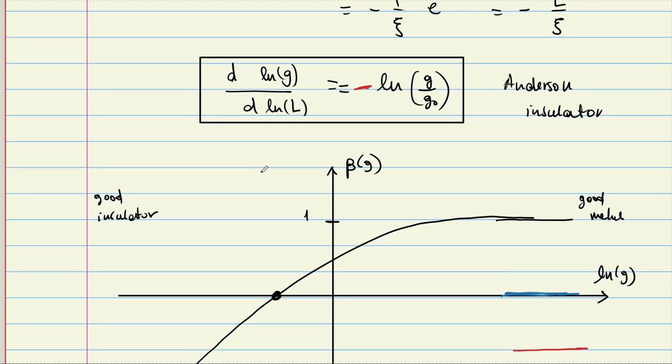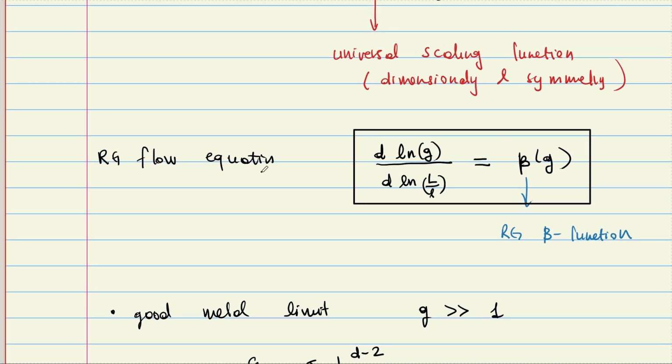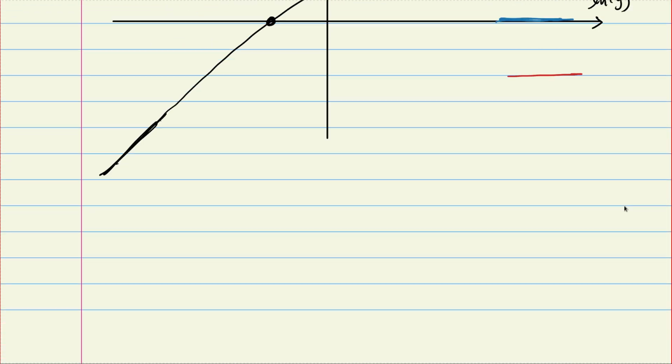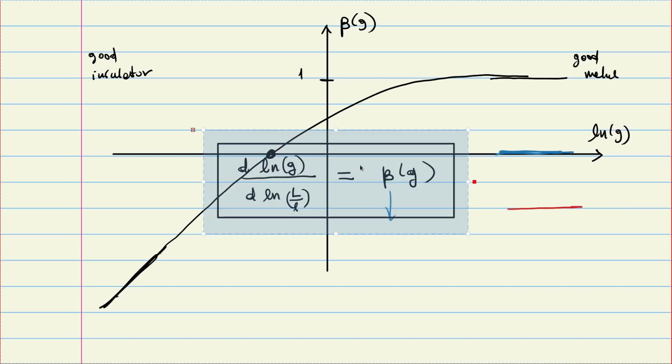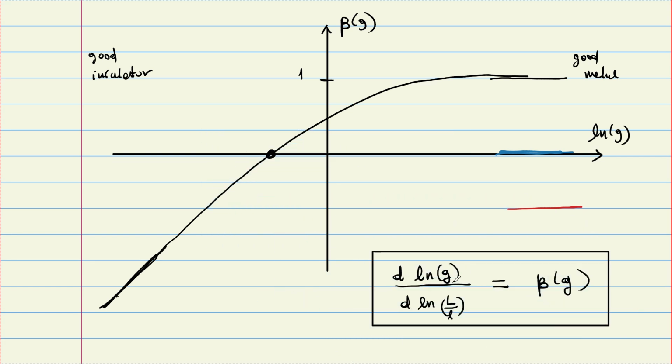If the beta function is positive, okay, here's the definition of beta function. Let's write it here. So if beta function is positive, ln g is going to increase, because the derivative is positive, as a function of ln L, or as a function of system size. And we are showing it like this, typically.